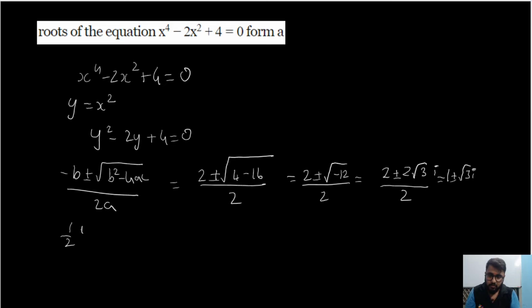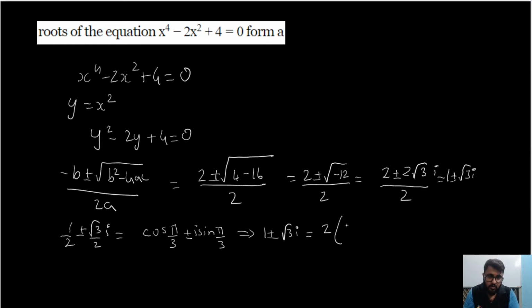1 plus or minus root 3 i can be easily represented in polar form, because 1 by 2 plus or minus root 3 by 2 i is kind of familiar: 1 by 2 is cos 60 and root 3 by 2 is sine 60. So I can say this is equal to cos pi by 3 plus i sine pi by 3. But here we do not have a 2, and you have a plus or minus, by the way. So 1 plus or minus root 3 i can be represented as 2 cos pi by 3 plus or minus 2 i sine pi by 3.